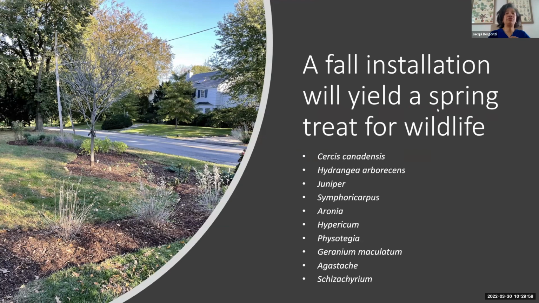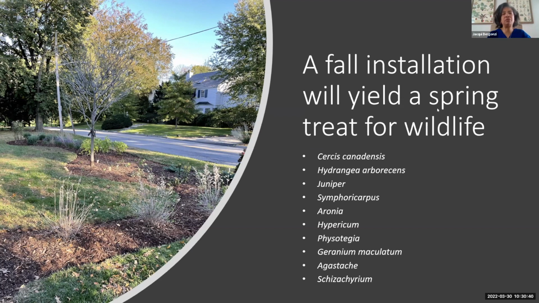I have some Hydrangea arborescens here. I love hydrangeas, and this is one whose flowers are beneficial to pollinators. There's small, low-growing juniper, and Symphoricarpos, snowberry, a beautiful shrub that gets white berries. Aronia, or red chokeberry, is a smaller understory shrub on the far corner. Hypericum, St. John's wort, has beautiful berries that birds love.